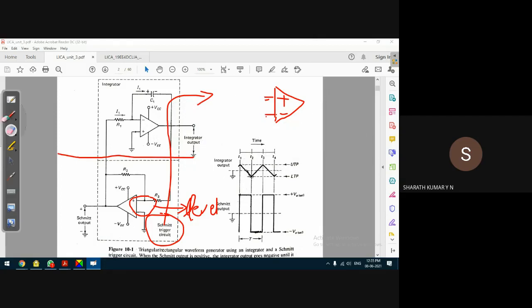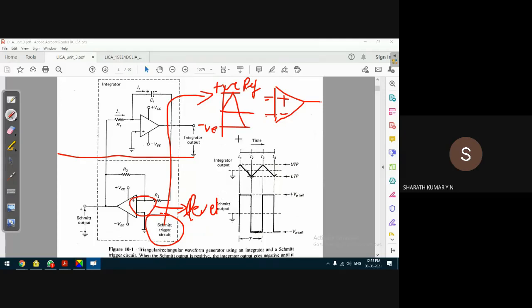Basically, there are two levels for the triggering, two reference voltages: one known as the positive reference signal, and the other known as the negative reference signal. Whenever the input signal, in our case a triangular waveform, reaches a particular triggering level, either a positive level or a negative level, the output of the op amp changes state.